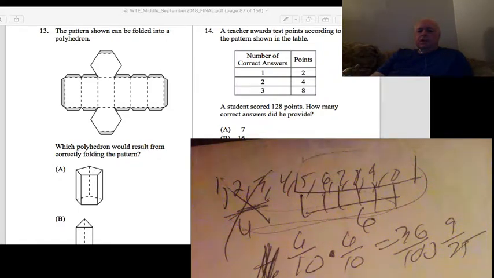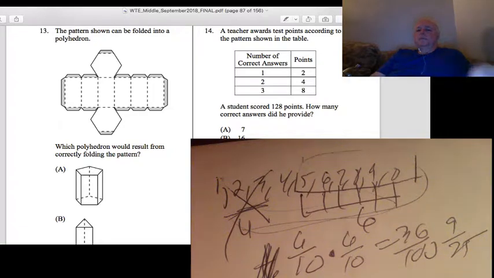Does anybody notice what the pattern is between the number of correct answers and the number of points? If you can't see a mapping going left to right, try to look up and down.